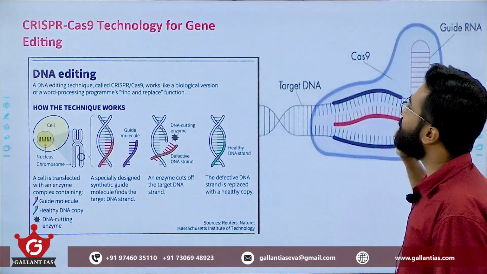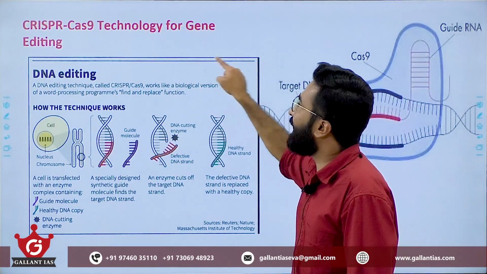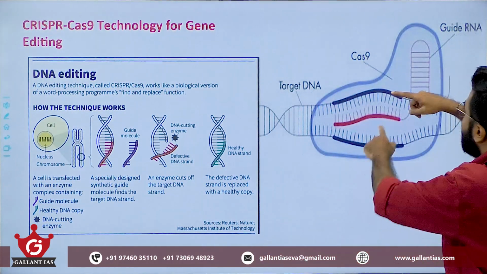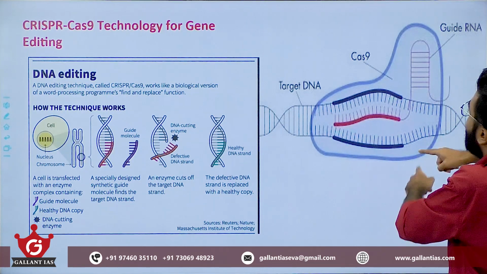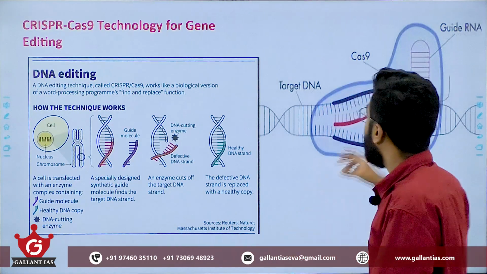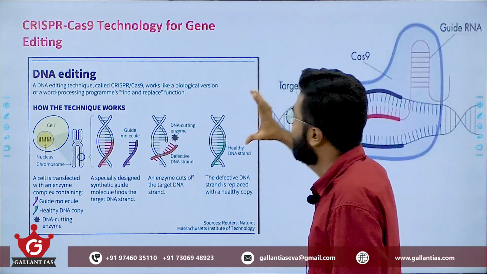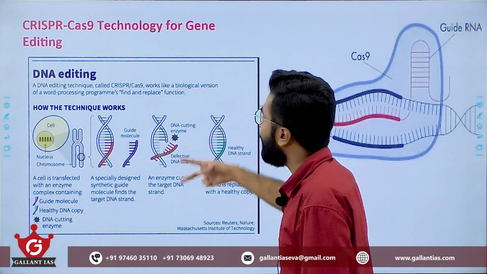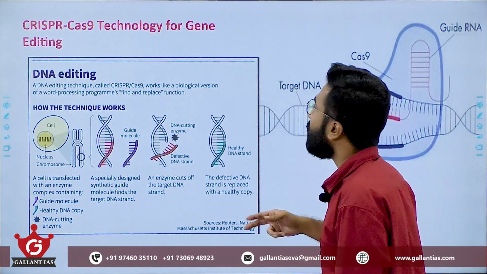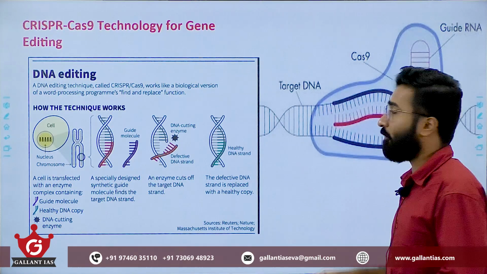This process of gene editing is known as CRISPR-Cas9 technology for gene editing. How did it get its name? This molecule called Cas9 protein is the molecular scissor that we are using for this gene editing. This Cas9 protein or enzyme will reach the defective DNA, cut the defective DNA and attach a healthy DNA. So, this is how that defect got rectified.